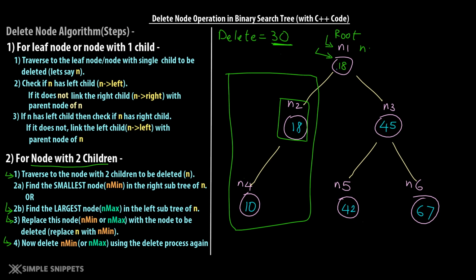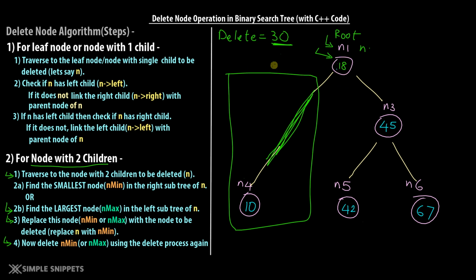And now you can delete n2, which is step 4. So now delete that node using the delete process again. And when you delete a node with a single child, which is this n2 that we just deleted, we have to simply connect this link again, and then you are done with the delete process. And again, the rule of the binary search tree is maintained for this newly transformed tree.